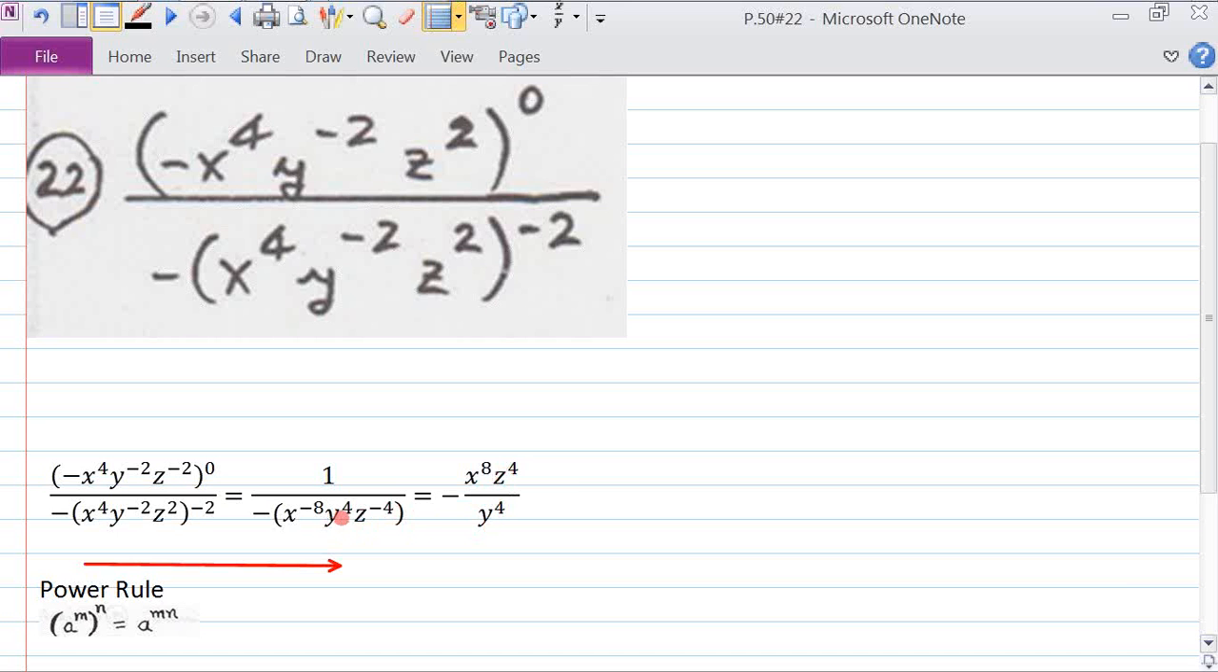And the y to the 4th stays where it is in the denominator. This minus, we're going to move here to the front. So we get minus x to the 8th, z to the 4th over y to the 4th.